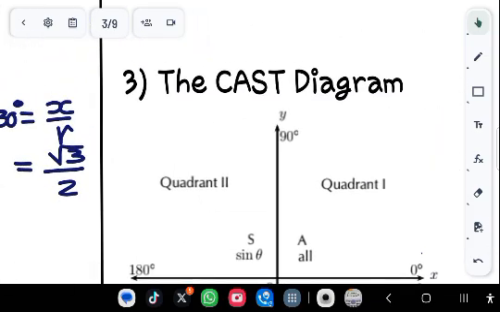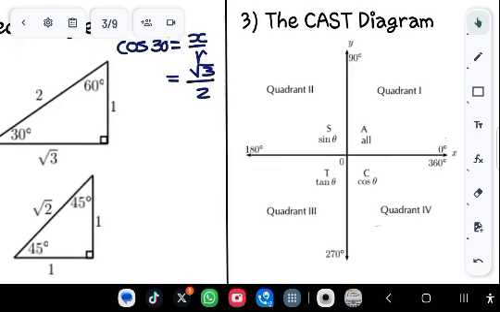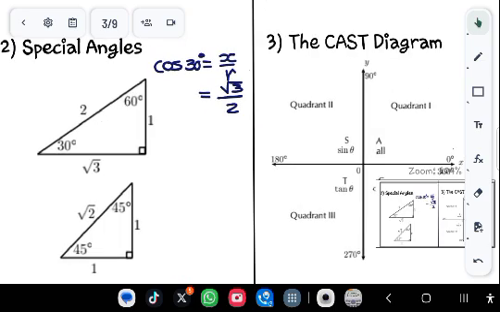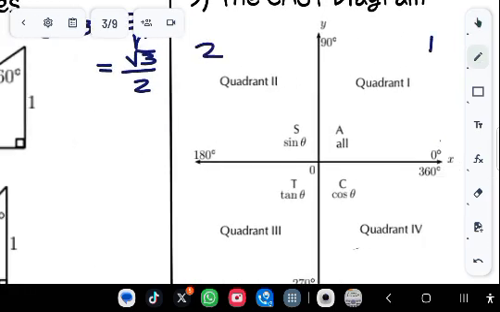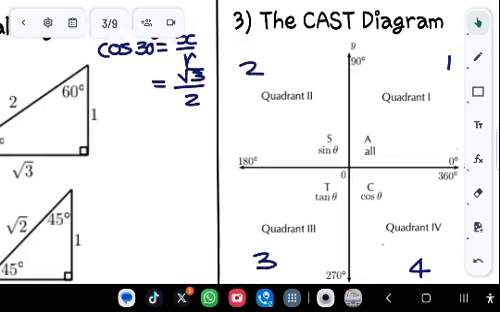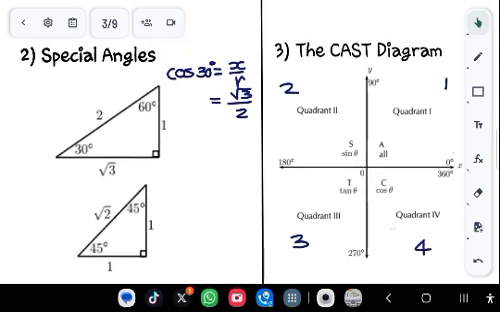Next, let's look at the CAST diagram. Now the CAST diagram tells you which trigonometric ratio is positive or negative where, and that's what the CAST stands for. We're going to start with the first one. Now C is in the 4th quadrant. This is the first quadrant, number 2, number 3, and number 4. I know they're written, I just want you to have the numbers in front of you because it's easier. Now first quadrant is between 0 degrees and 90. Second quadrant is between 90 and 180. Third between 180 and 270, and fourth is between 270 and 360. And then you go round and round indefinitely.